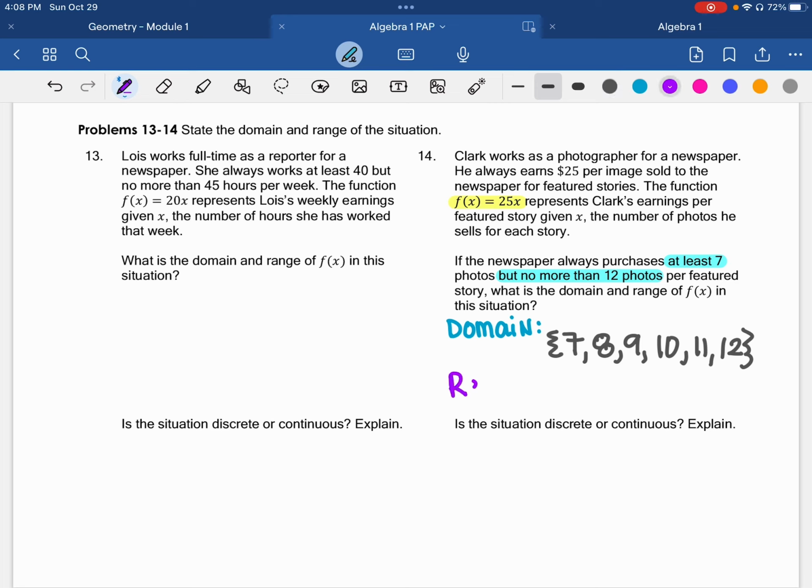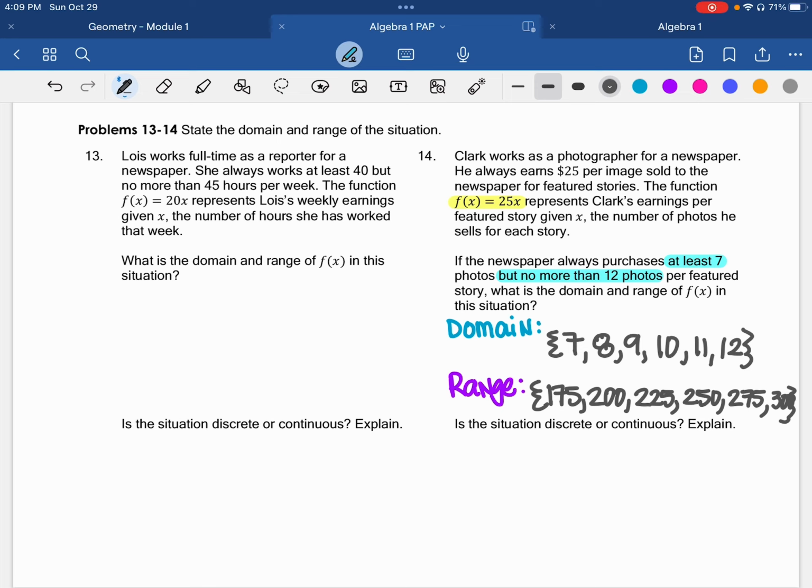My range would be the values of these numbers being placed into the function. So 7 times 25, or 175, 8 times 25, 200, 9 times 25, 225, 10 times 25, 250, 11 times 25, 275, and 12 times 25, 300. Squeeze that squiggle in at the end.